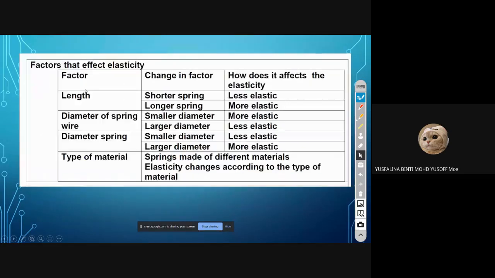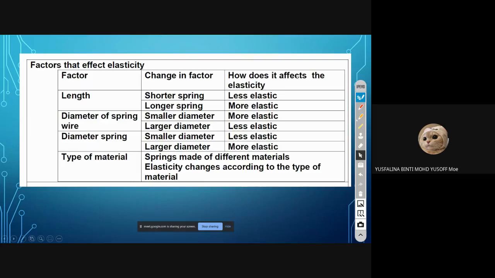Alright, so the factors that affect elasticity. There are 4 factors. Length: the shorter the spring, the less elastic, meaning it is stiffer. A longer spring is more elastic, so it is not as stiff. Diameter of the spring: a smaller diameter is less elastic, meaning more stiff. And the type of material depends on the type of spring, what material we use to make the spring.